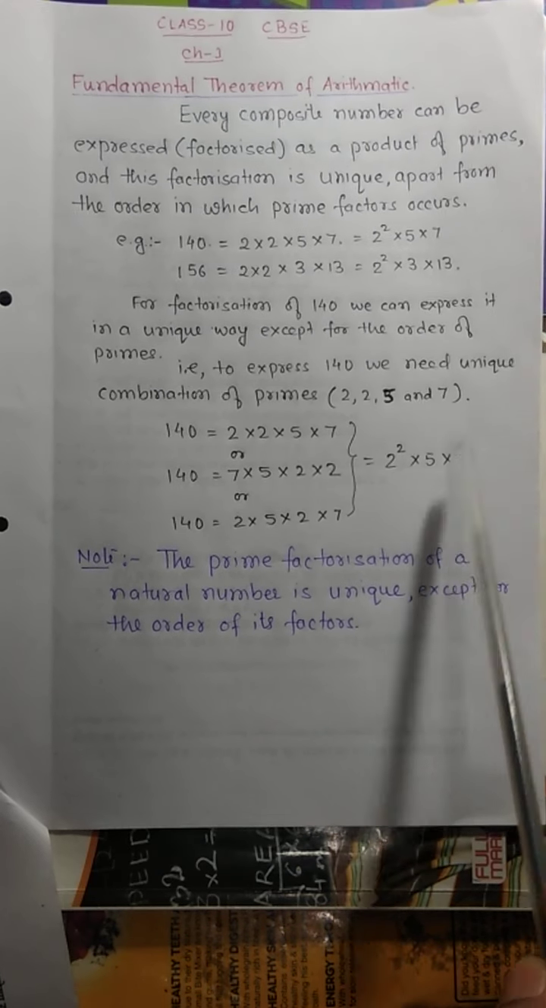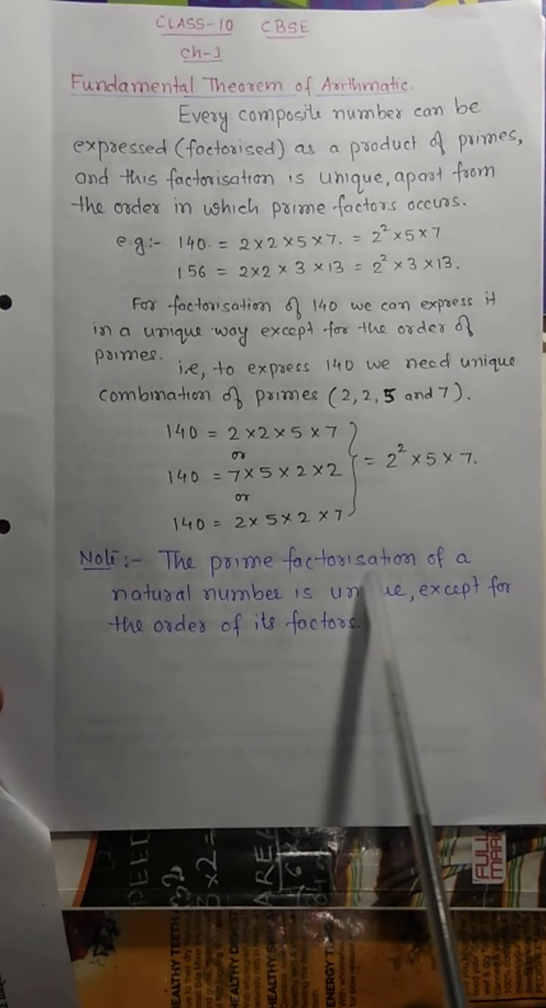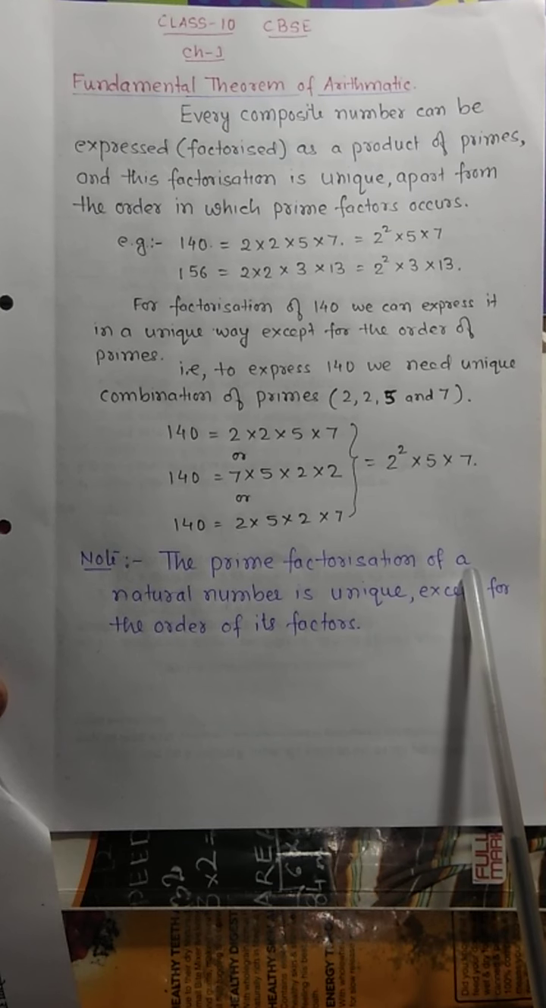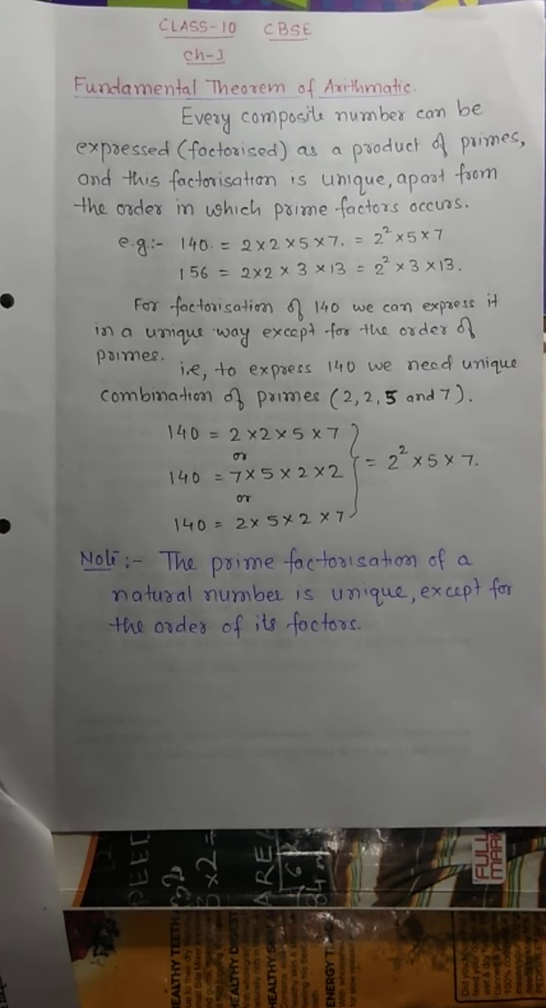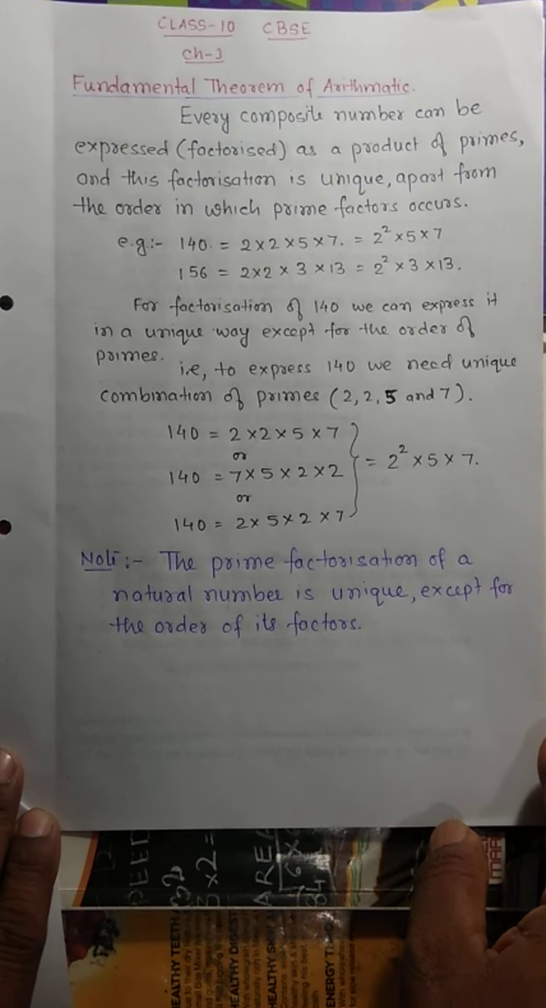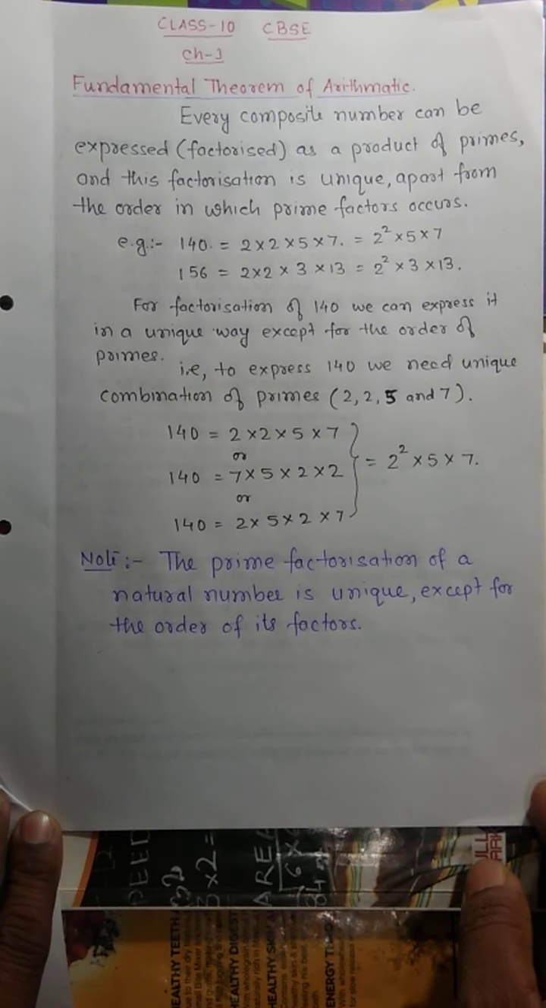Note one thing about prime factorization. The prime factorization of a natural number is unique except for the order of its factors. For any order, it is unique. It can be of any order and it is unique.